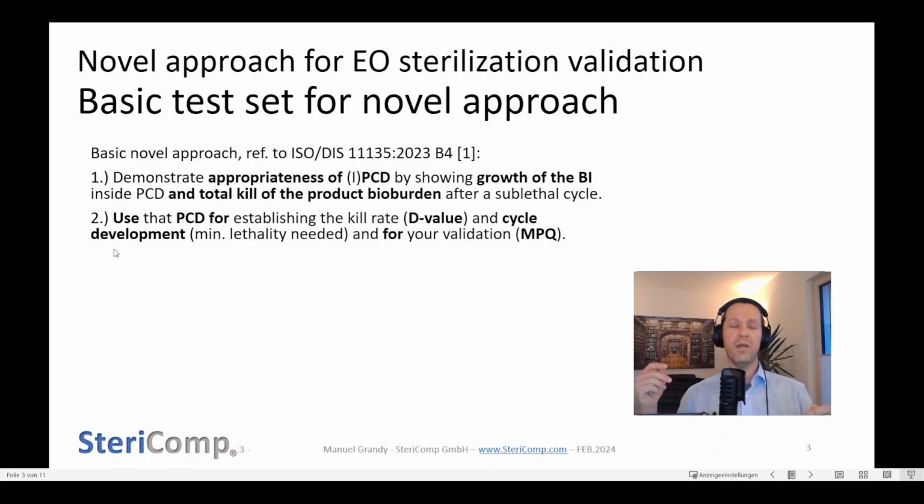So for example, you had like before a 12-hour cycle, you have now a new PCD which is much lower in D value. You would in the cycle development reduce, for example, to 6 hours or 5 hours. So what you need is minimum lethality needed. Or also you could reduce the concentration, which is, by the way, the main reason for this novel approach. And from there, then you would do your validation or your MPQ again with this PCD. Okay.